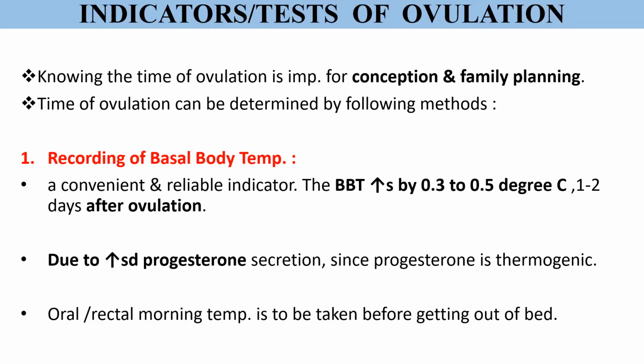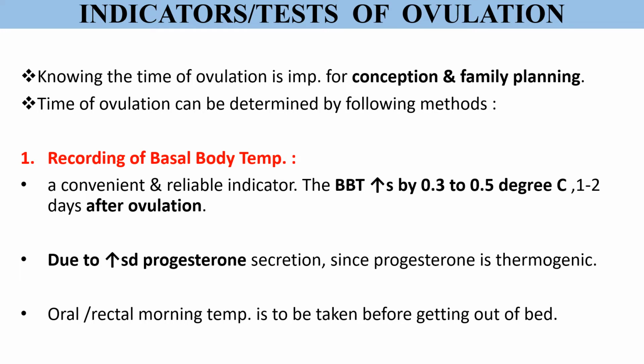Now, for a female, knowing the time of ovulation becomes very important when she plans for conception or decides on family planning. There are various methods available which can help her in this regard, and these methods are called indicators or tests of ovulation. The very first method or test of ovulation is recording the basal body temperature and predicting ovulation.